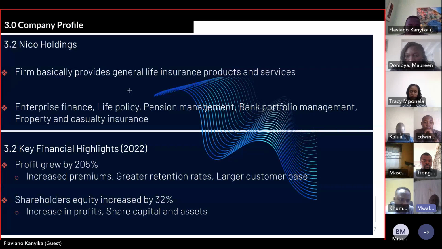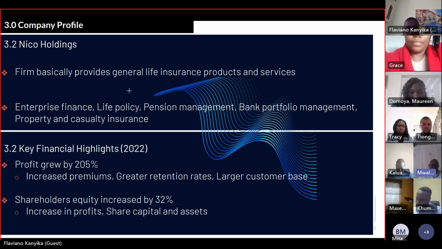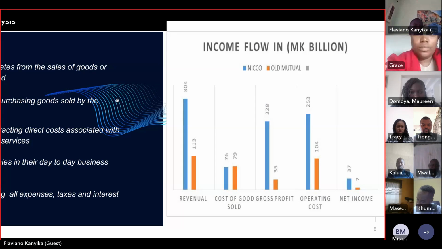In terms of its financial highlights, as of 2022, that is the year that we have taken for our analysis, the profit grew by 205%, and shareholder equity had also increased by 32%. I think my colleagues will take over from there.